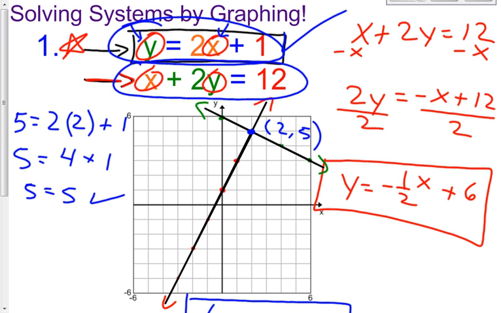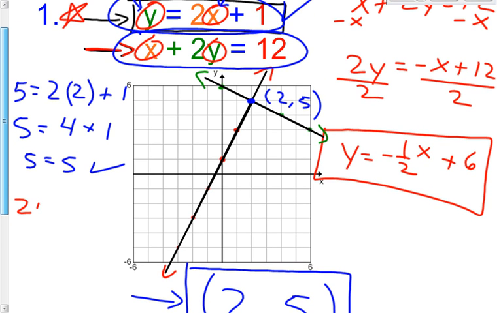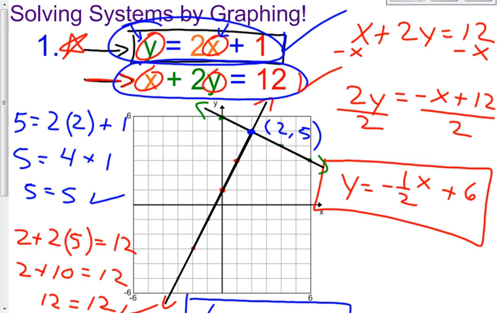It has to check out for both of them. So let's make sure that it checks out for the other one as well. It says x plus 2y, which x is 2, plus 2 times y, which y is 5. Does that equal 12? Does 2 plus 10 equal 12? Yes, it does. 12 equals 12. That also checks out. If only one of them checks out, you've done something incorrect. If neither of them check out, you have done something incorrect. If both of them check, you know with 100% certainty that you have the right answer. Mr. Berge doesn't need to tell you whether or not you got the right answer because you should know yourself.